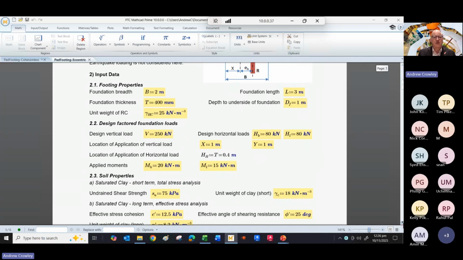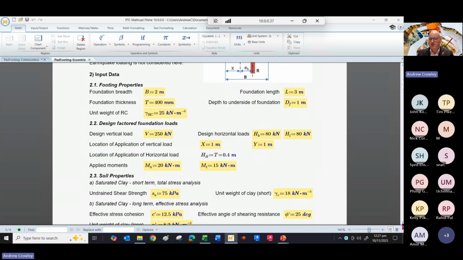So once again, we put in our input data: the breadth, width, length, thickness of the foundations. In this case, it's 2 meters wide and 3 meters long. The difference here is we're applying our load eccentrically, so it's not in the middle of the foundation. And we've got design vertical loads and horizontal loads, significant loads in both directions. And we're also applying moments.